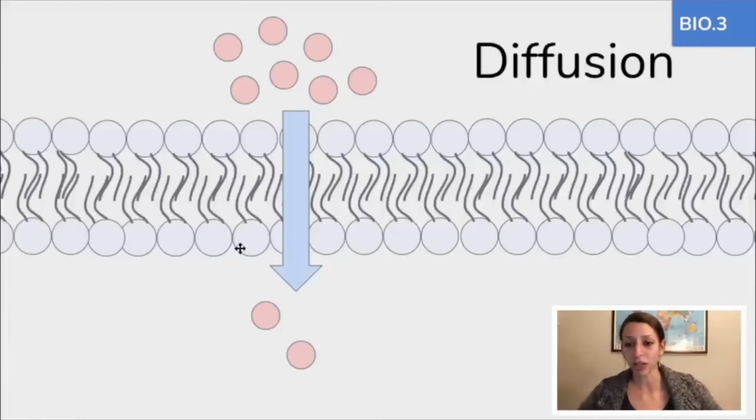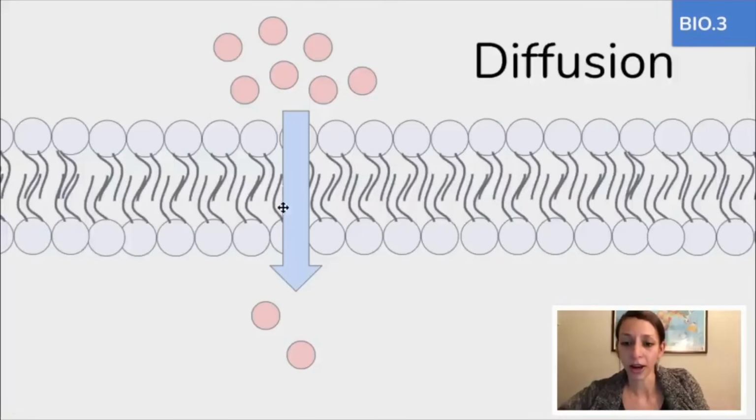So getting into cell transport, we need to talk about how organisms maintain homeostasis at the cellular level, and a lot of this involves which molecules can get in and out of the cell. One way is through diffusion, and I also have a cell transport review video, so you can go back and check that out. Diffusion is just the movement of molecules from a high to a low concentration.